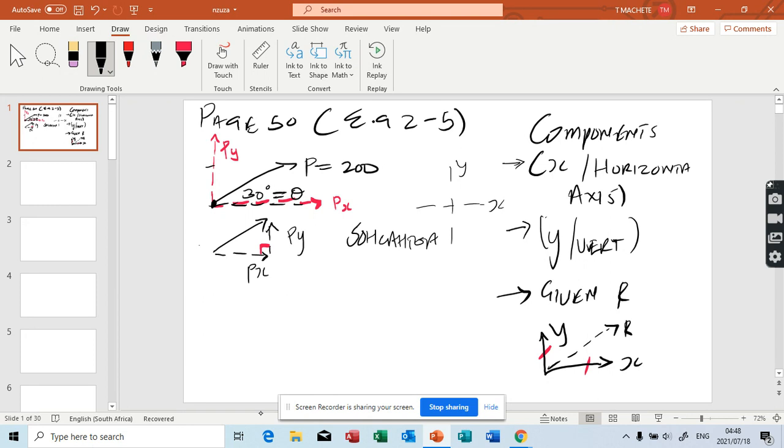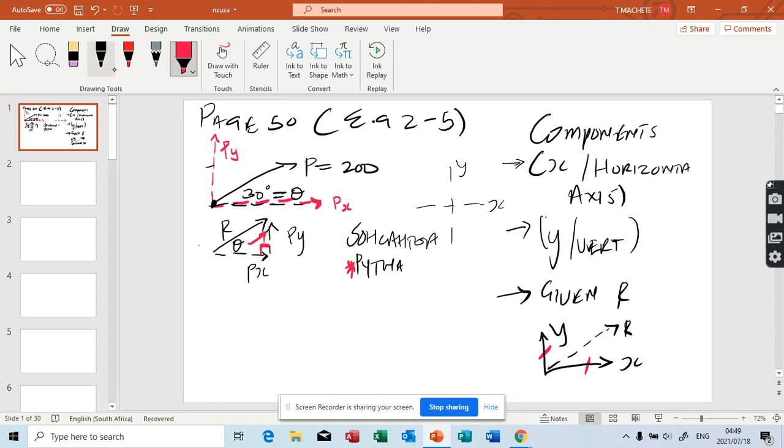So for a right angle triangle, you can use SOHCAHTOA and Pythagoras theorem. In this case, we are only given R, so you cannot use Pythagoras theorem. Remember, Pythagoras theorem requires at least two sides to find your third side. Since you are given the angle theta, you have to choose the formula that you can use to find your Py or your Px. Which one can we use? You can use this one. I normally start with this one because it's opposite to that angle.